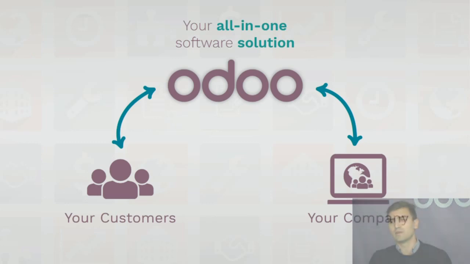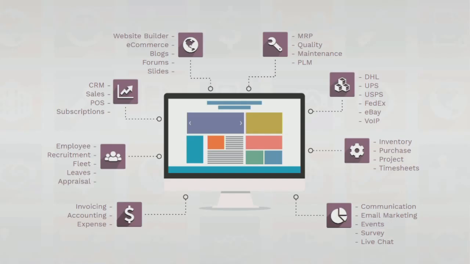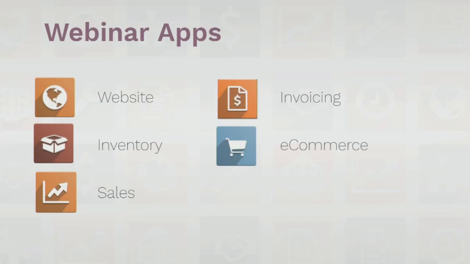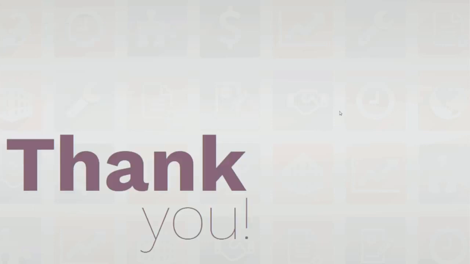As some of you may know, Odoo is meant to be a software that does everything related to your business and connects you with your customers. And it integrates all of the apps. So in this webinar, you're going to see how many different apps are going to work together to make the e-commerce work. Today, we're going to be looking at website, inventory, sales, invoicing, and e-commerce, of course. So, let's begin.